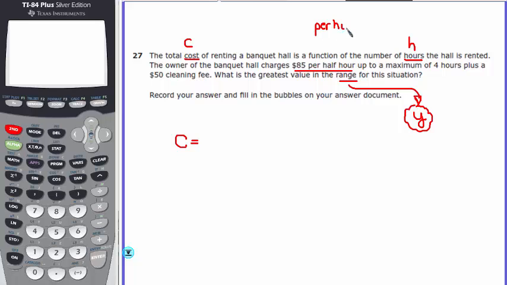And if I was going to charge per hour, that means it will be twice as much, because there's 2 half an hours in 1 hour. So 85 times 2, what is 85 times 2? 85 times 2 is 170. So in other words, I can change this phrase right here to represent 170 per hour. So the charge equals 170 H. But also there's another charge. There's a $50 cleaning fee. So I'm going to add $50.